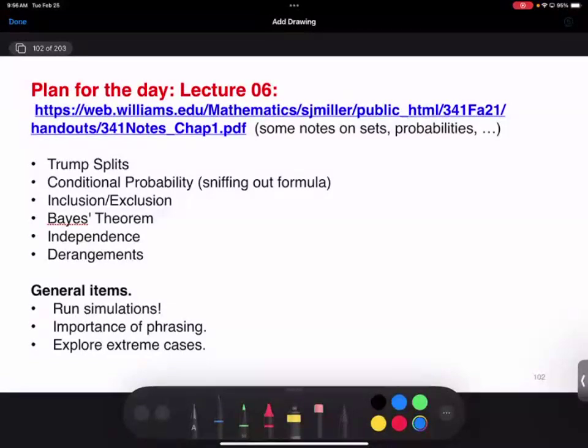This will lead us to talking about conditional probability. This is Williams College. You are all smart people. I trust that you can read books and go online and learn specific facts. I want to talk about how you determine if something is reasonable. I really want to emphasize sniffing out formulas. This is the skill that you will use after this class. It's the 21st century. You can look up specific facts. We'll talk about inclusion, exclusion.